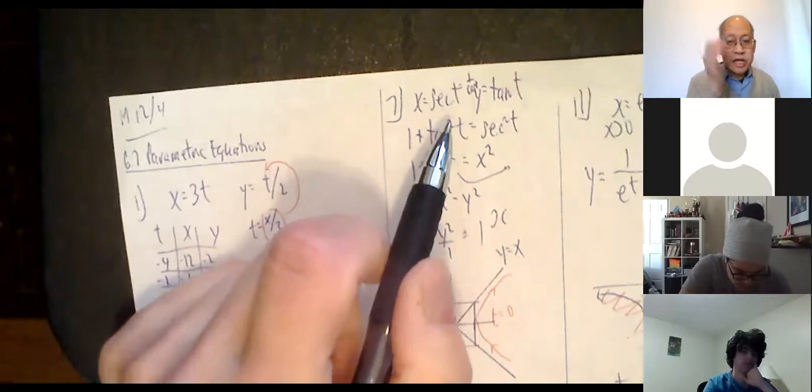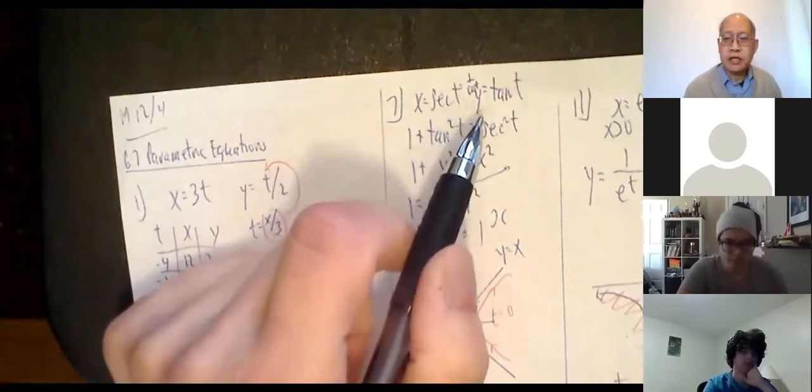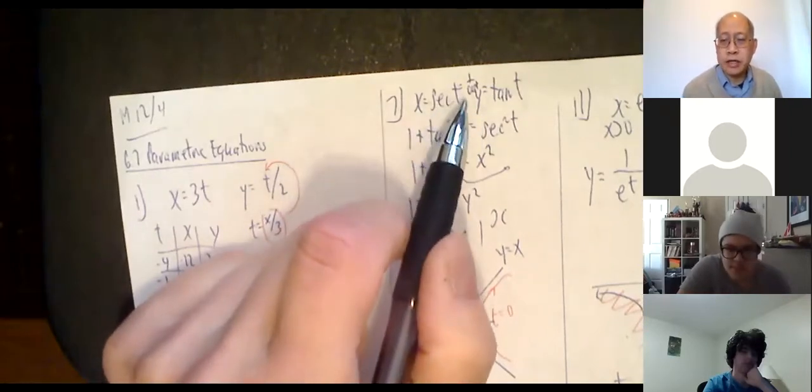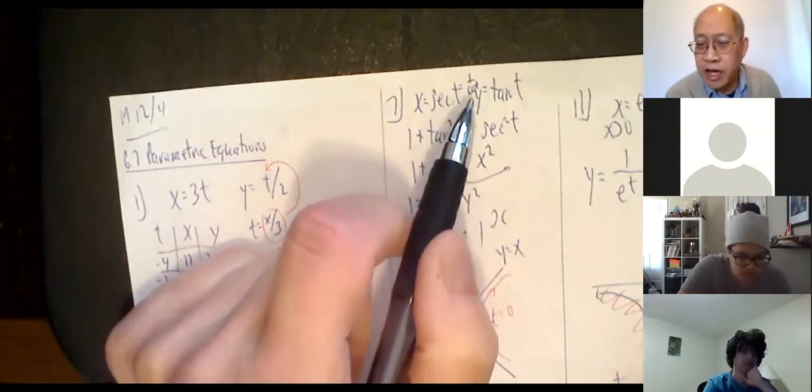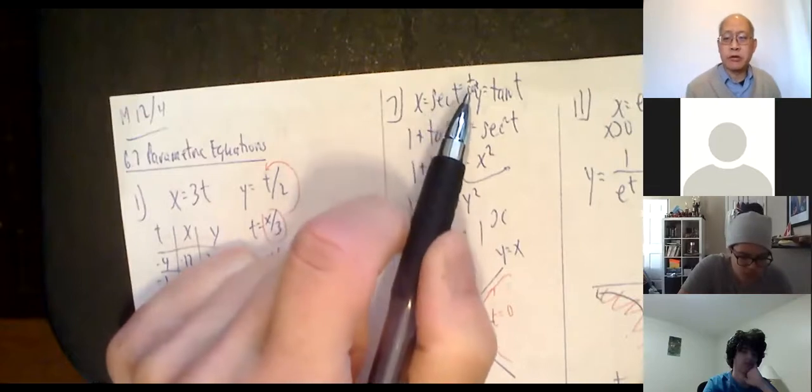Okay, x equals secant t, y equals tangent t. And yes, secant is 1 over cosine. That's what I'm writing over there. We can't see that, but you don't really need that here. So if you can't see that or you can't even read it, that's okay. But secant t is 1 over cosine t.